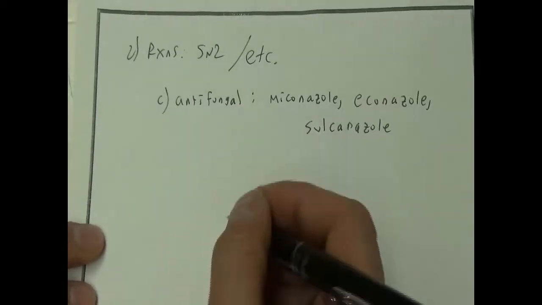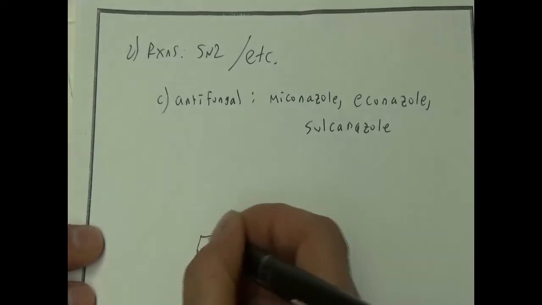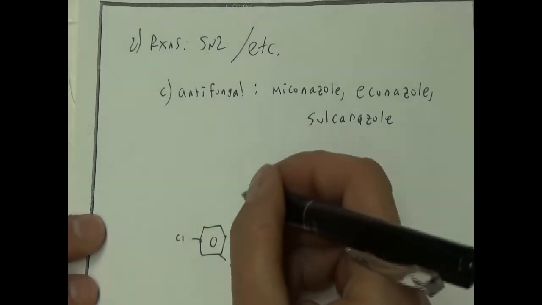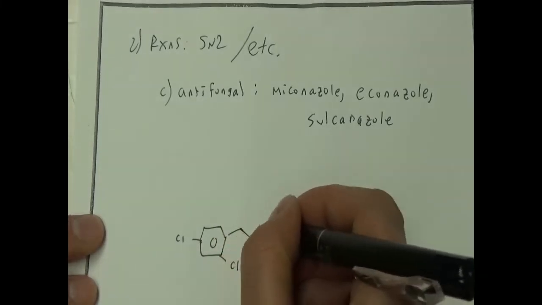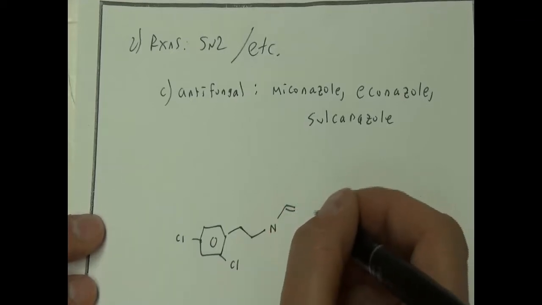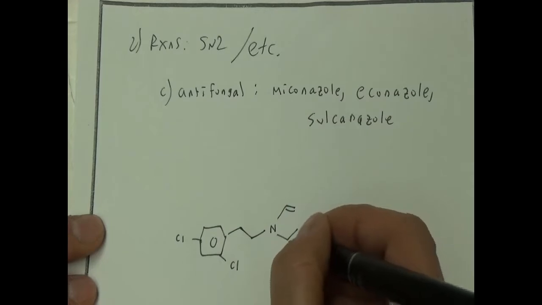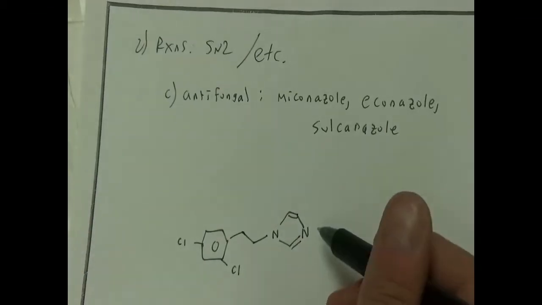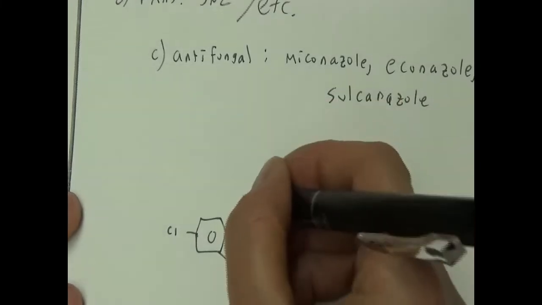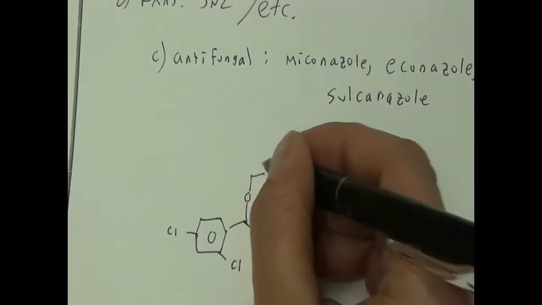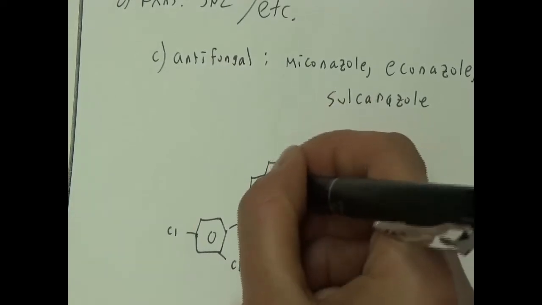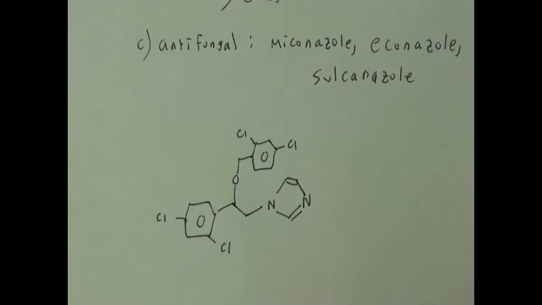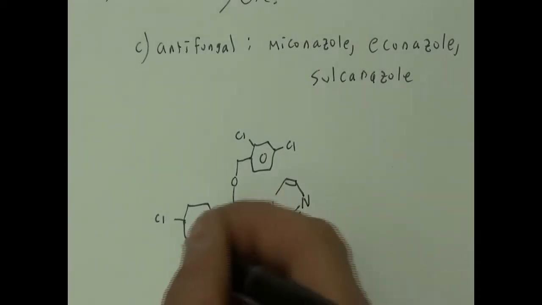Alright, so this is going to be for miconazole, the first one. Got a benzene, chloro. Alright, so that's just a 5-member ring with a couple nitrogens on there. And then we have an oxygen up top with another benzene. Chloro, also kind of a simple looking molecule. This is miconazole.